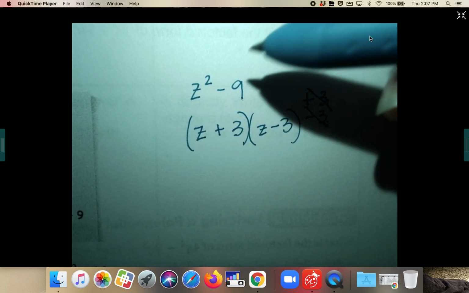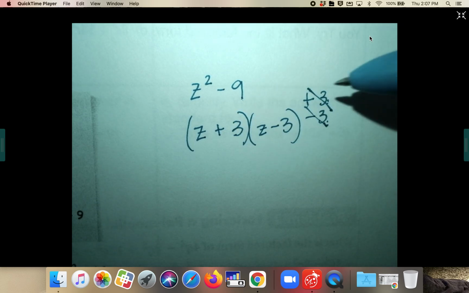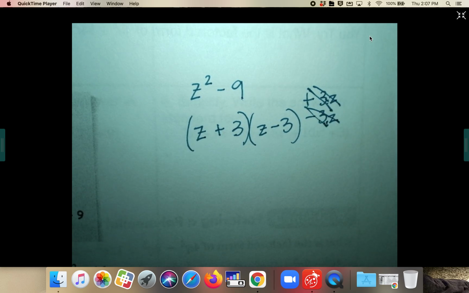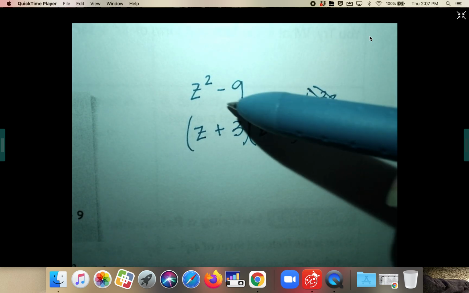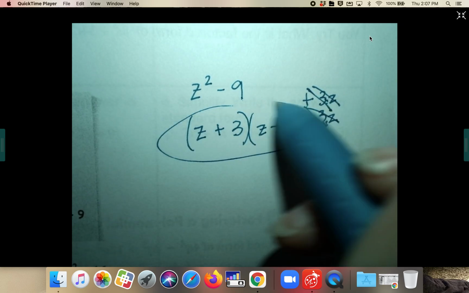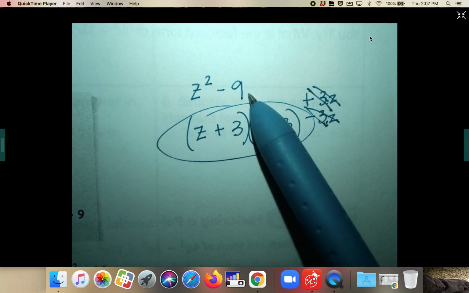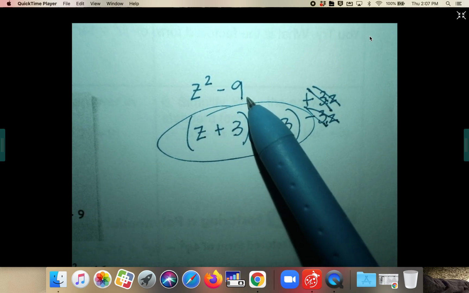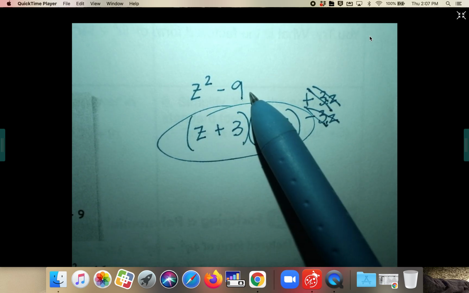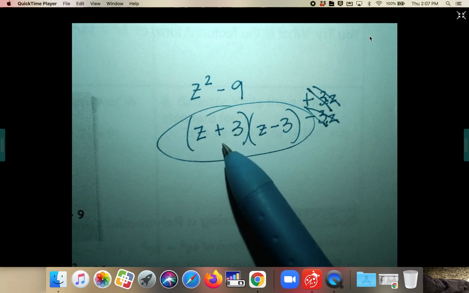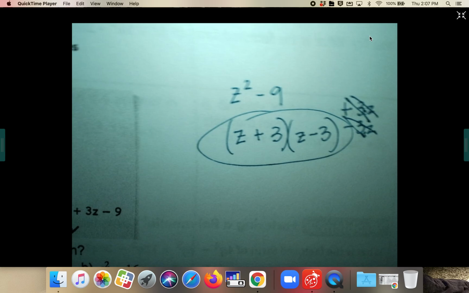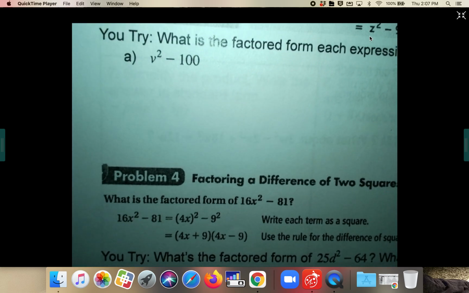And that makes sense because when you do your outsides and insides, they are opposites. That would have been plus 3z and minus 3z, which would cancel out, and it would only leave your first term and your last term. So anytime you see a z squared and a minus 9, or a z squared and a minus 81, or a z squared and anything that's a perfect square, but it's minus, you know that there were 2 middle terms that dropped out. So let's take a look at the examples for those.